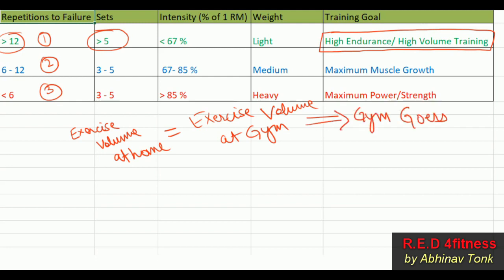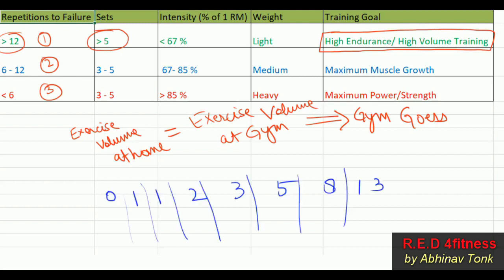And for beginners, I have already told that we are going to follow the Fibonacci series. That means in the first week, the target should be 1K of exercise volume. In the second week, target exercise volume is again 1K. In third week, target exercise volume is 2K. In fourth week, it is 3K. Fifth week 5K, and so on.